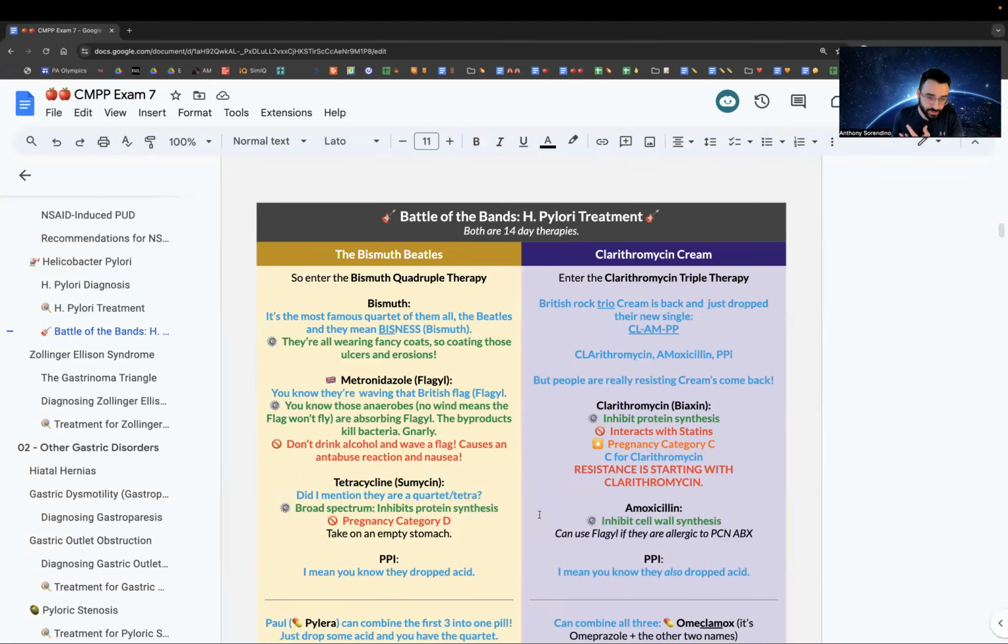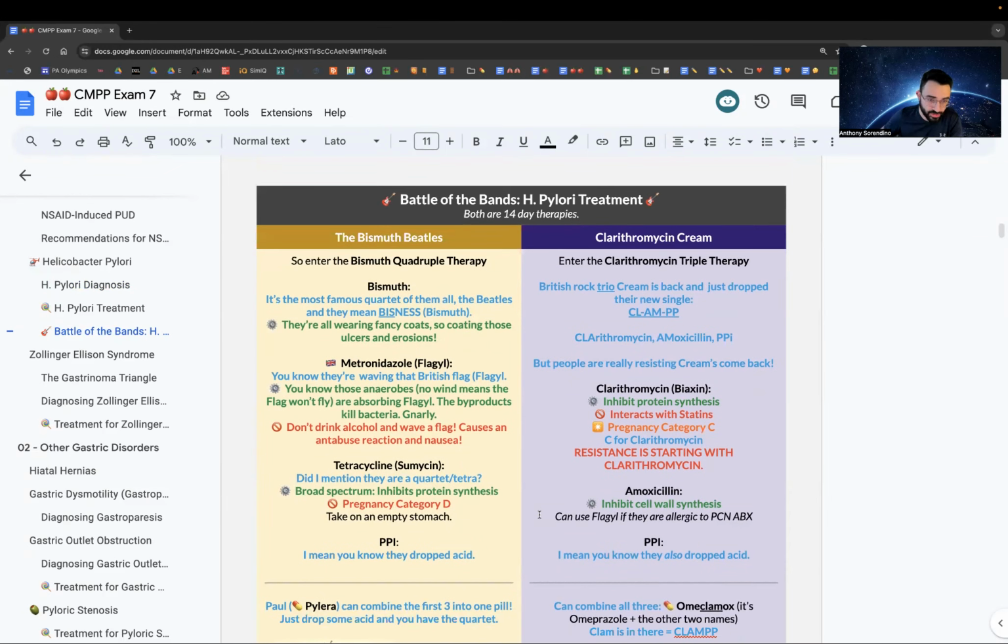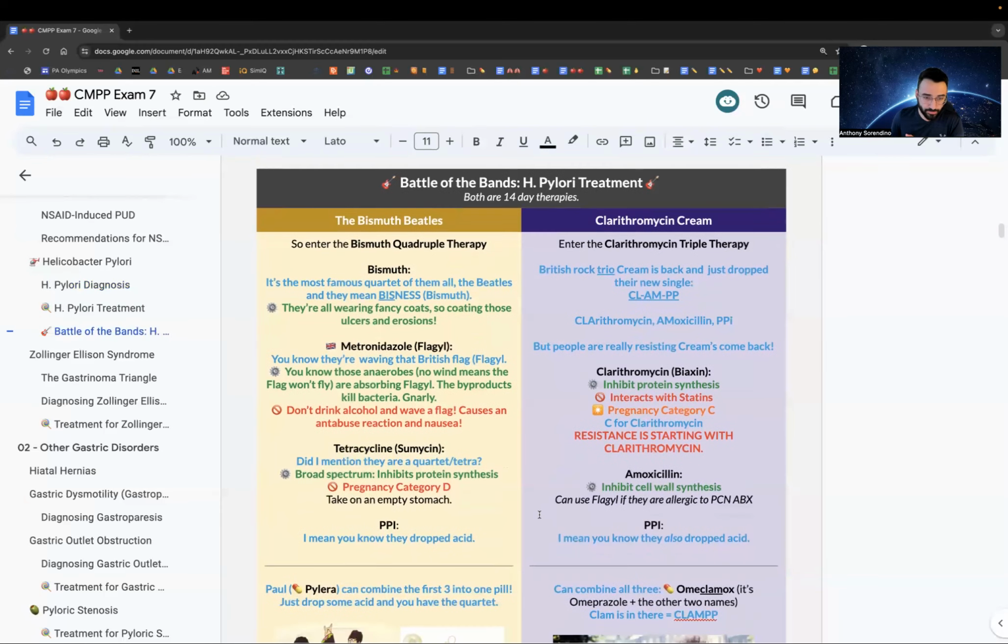All right, so this is the bismuth beetles because the beetles start with a B, and they're also a quartet. There's 4 of them. So let's walk through it. There's 4 meds here. The first one is bismuth. All right, it's the most famous quartet of them all, the Beatles, and they mean bismuth, okay? They're all wearing their fancy coats. So bismuth, it's going to coat the ulcers and erosions. It's great, we love it.